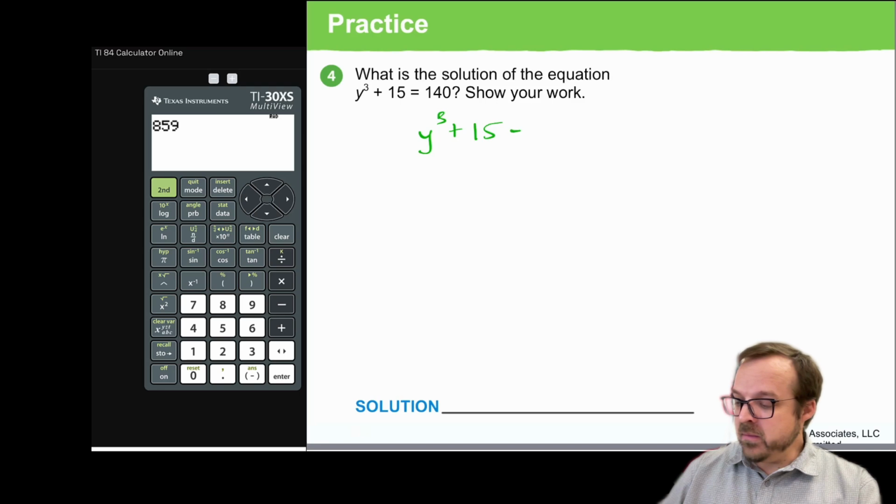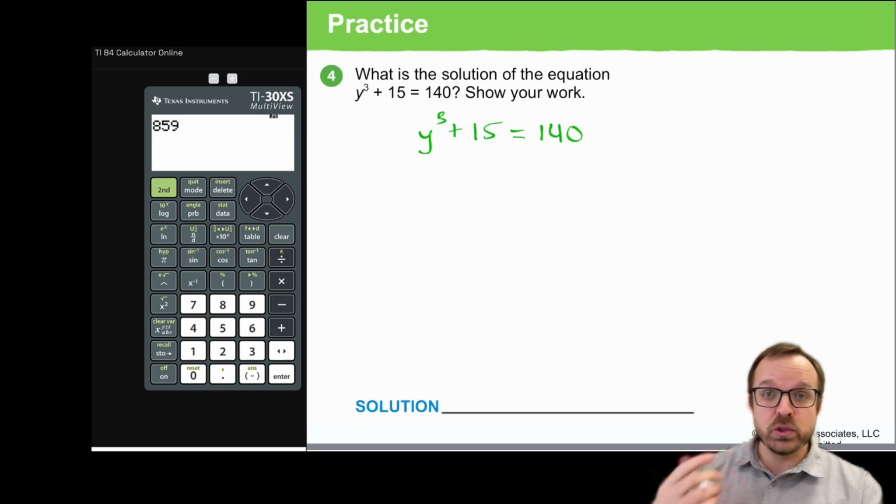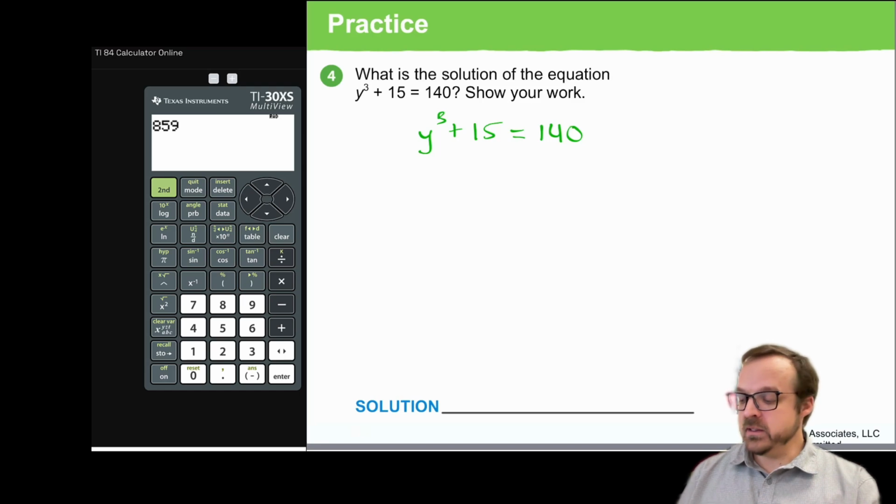Starting off anyway, remember that we always try to isolate the variable when we're finding a solution to the equation. So the first thing that we're going to be trying to do here is trying to get the term with the y in it alone. So let's try that first by getting rid of that 15. 15 is a constant, and we can get rid of that whole term by subtracting it.